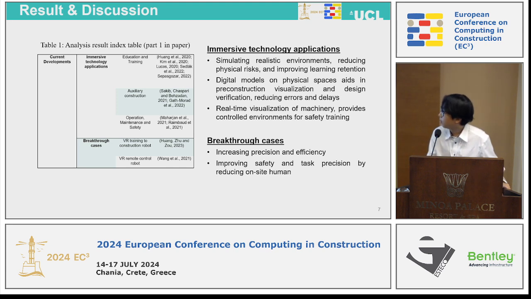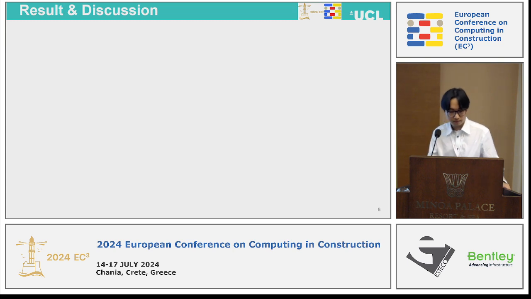We also find some breakthrough cases about robots integrated with VR. For example, the first one, VR training of construction robots to increase precision and efficiency, and the second, VR remote control of robots to improve safety and task precision by reducing on-site human work.